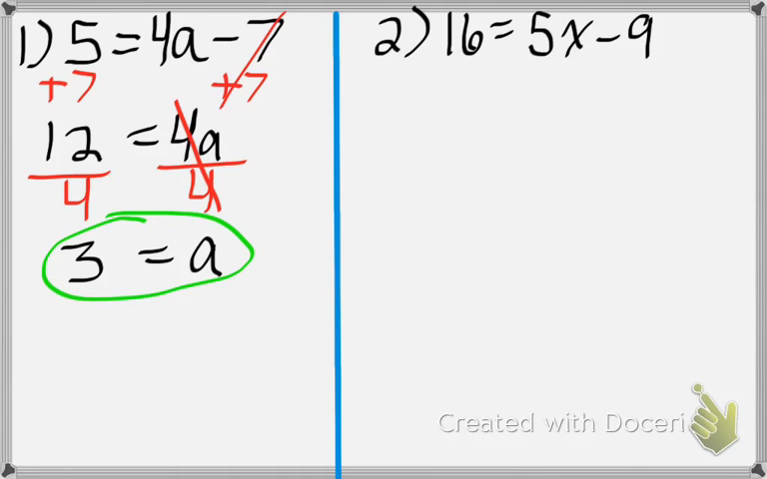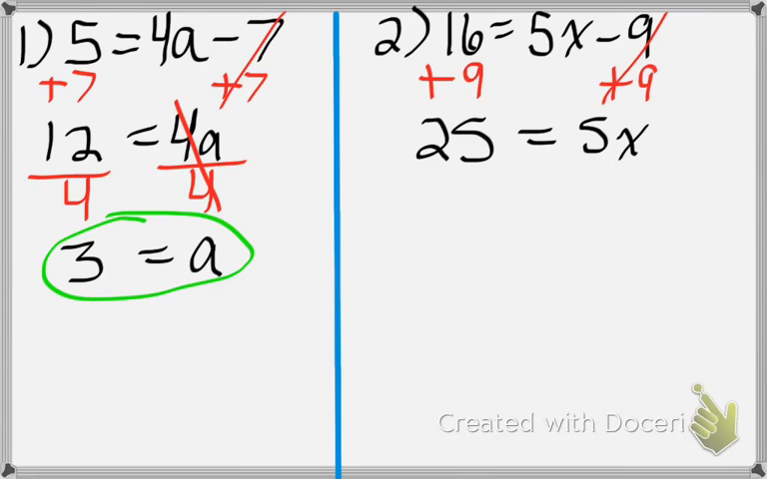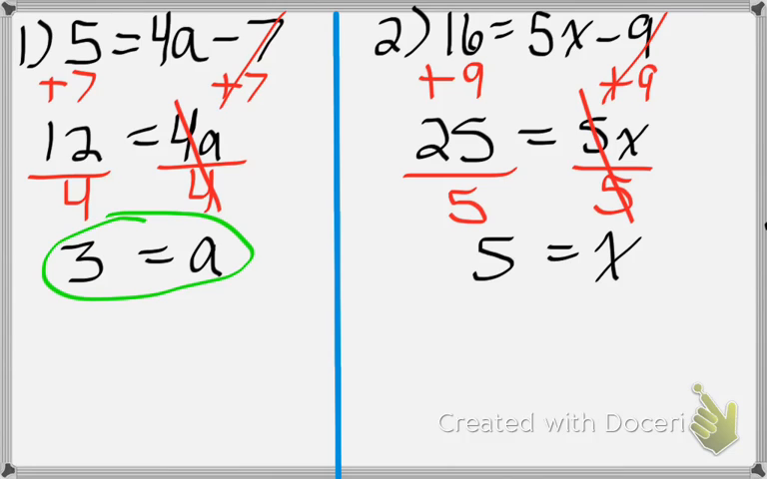Try number 2 if you haven't done so already. Hit pause. We're going to move that -9 first by doing the opposite. So on the right side, only 5x is remaining over there. On the left side, 16 plus 9. Well, that's 25. Now you're left with 25 equals 5x. I did not write these very neatly. So divide both sides by that coefficient, and you're done. You end up with x equals 5.